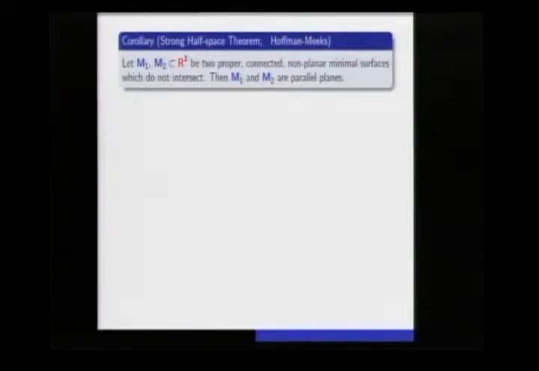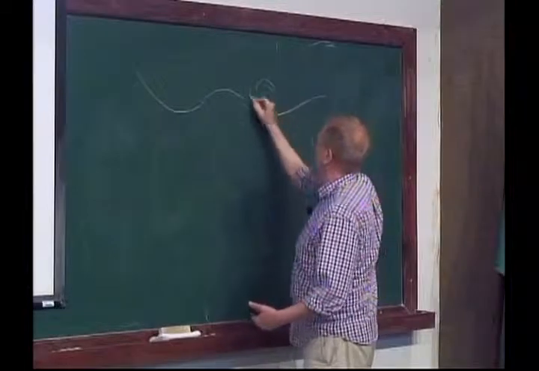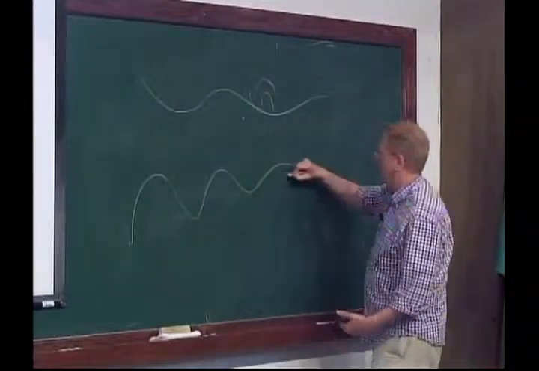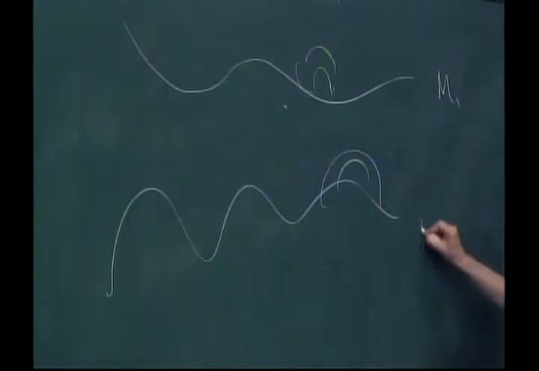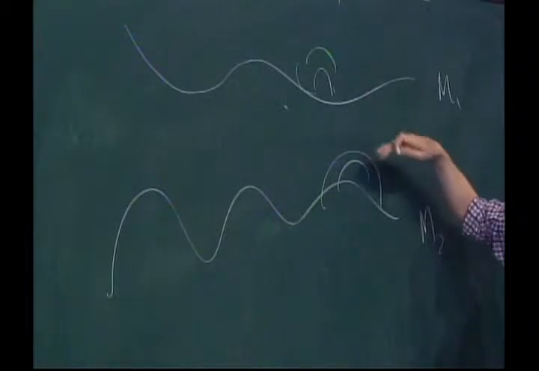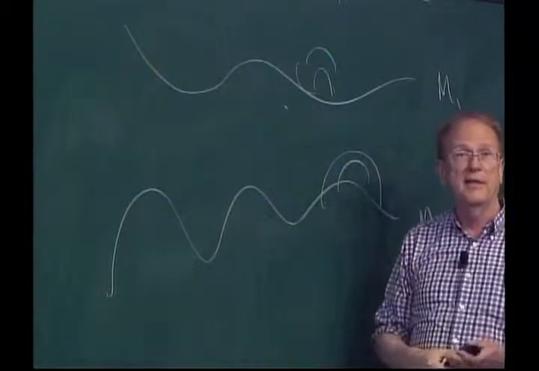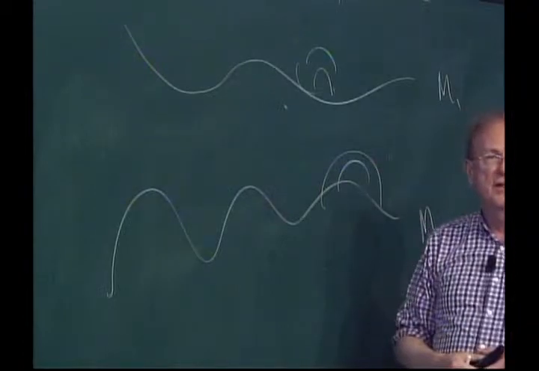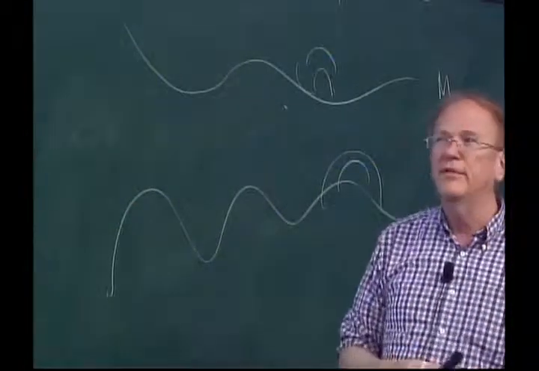So this turns out to be a very useful tool for doing certain things. One of the interesting consequences is what's called the strong half-space theorem. It says if you have two properly immersed minimal surfaces in R3, an M1 and an M2, and they're disjoint, then they must be parallel planes. That's the only way you can do this. So again, this has lots of applications.